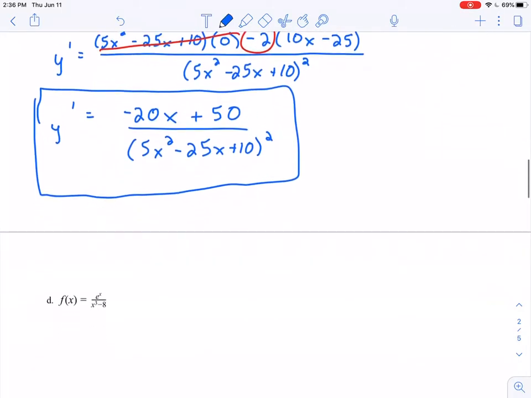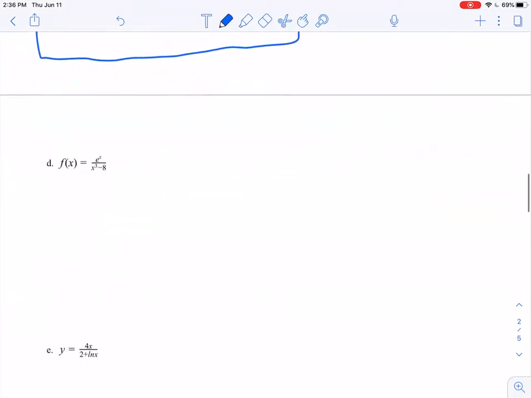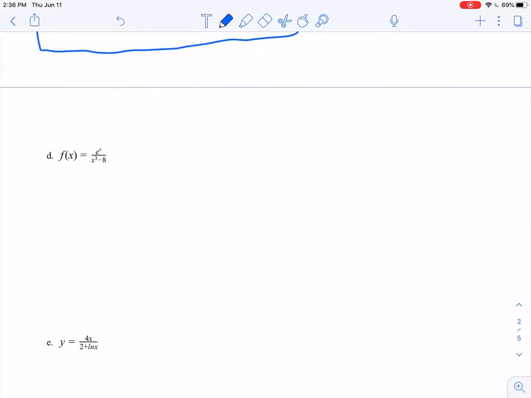A couple more here just to practice. Here I have f of x equals e to the x divided by x cubed minus 8. So all right, let's take our derivative, f prime of x. Low, so that's my denominator, x cubed minus 8. D high, derivative of e to the x. Well, the derivative of e to the x is just e to the x.